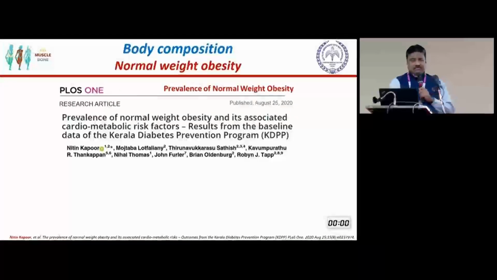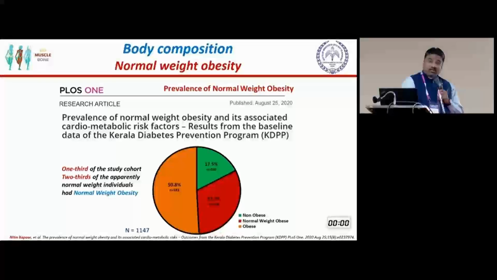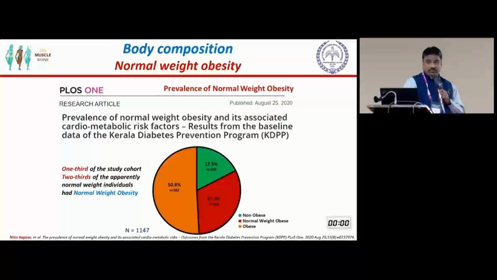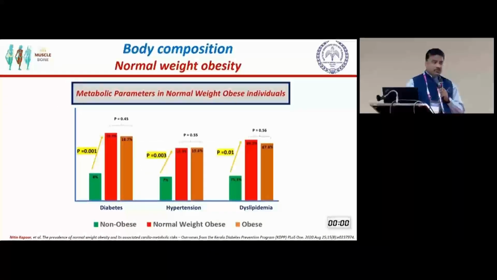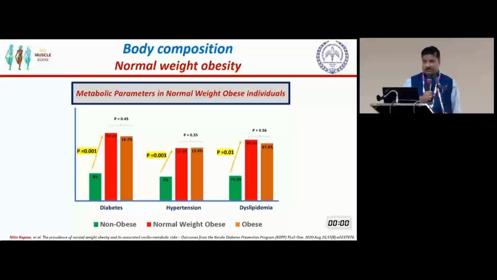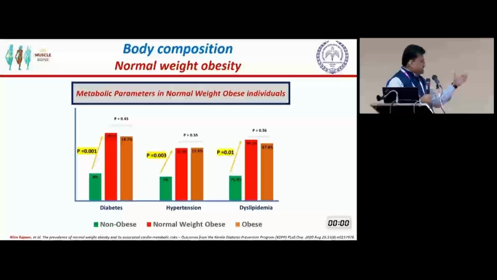The answer is yes. This is a cohort-based study that we follow in Kerala, and we found that 1/3 of the study population in this particular cohort has normal weight obesity. That is, 2/3 of all the people who have normal BMI actually have high body fat percentage. Do they have problems with diabetes, hypertension, dyslipidemia? We see that people with normal weight obesity, those highlighted in red, their prevalence of diabetes, hypertension, and dyslipidemia is at par as compared to people who are actually obese, and significantly higher as compared to those who have normal body fat.